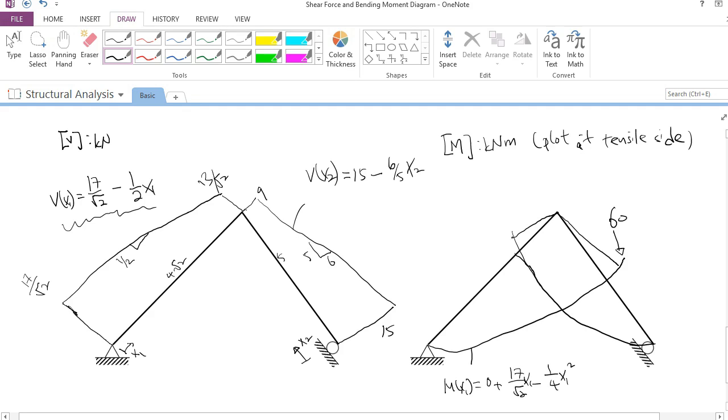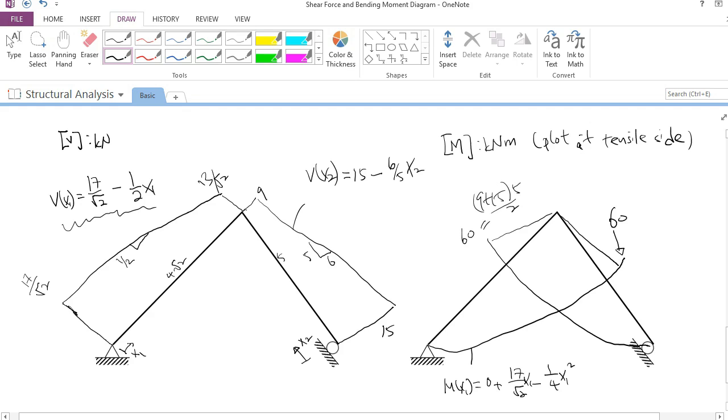The value here should be also, let's redraw it again, it's very ugly. The value here should be also 60. Why is it 60? You can try to calculate the area under the curve of the shear force diagram: 6 plus 9 plus 15, multiplied by the length of BC, divided by 2.